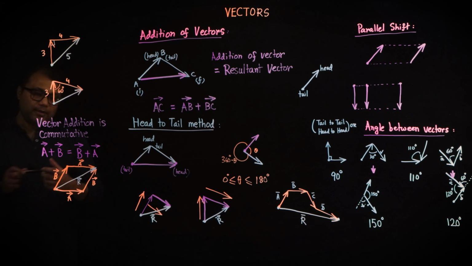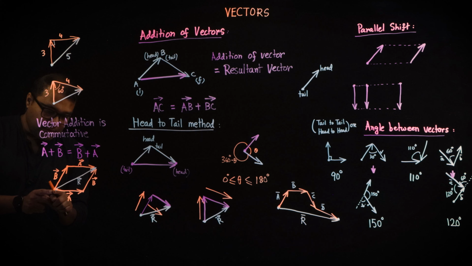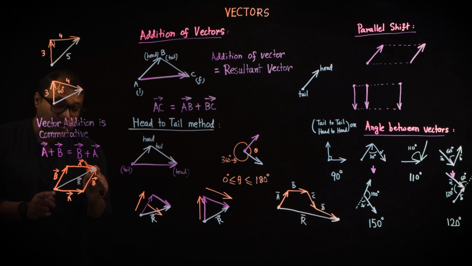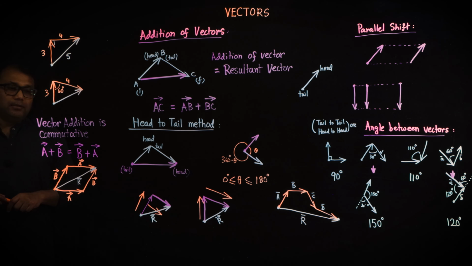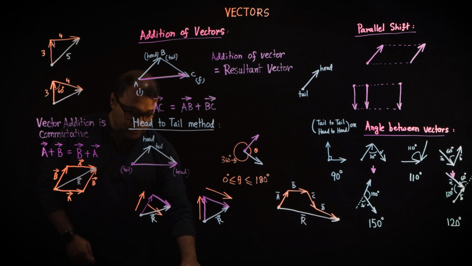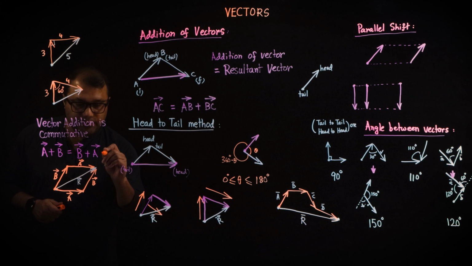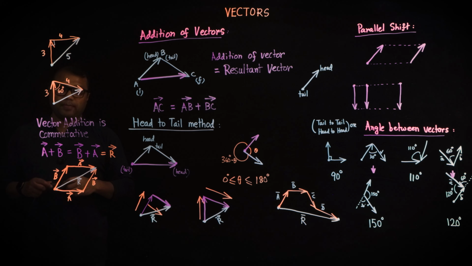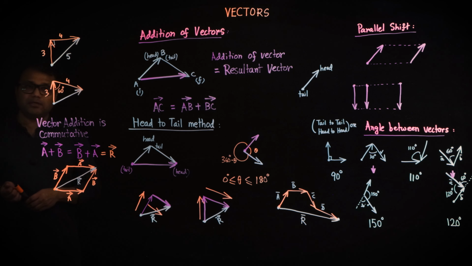Now, if I compute B plus A, so B head to tail of A, and how do I get the resultant? Tail of the first vector, in this case it was the tail of B, to the head of the second vector, which is A, so R. So you see both these results compute to R, which is the same. So therefore vector addition is commutative.